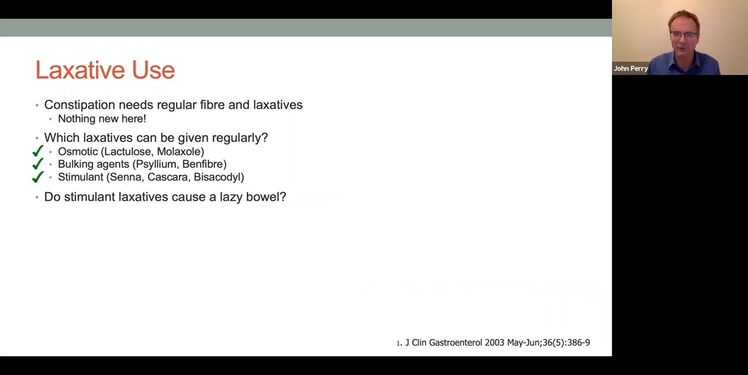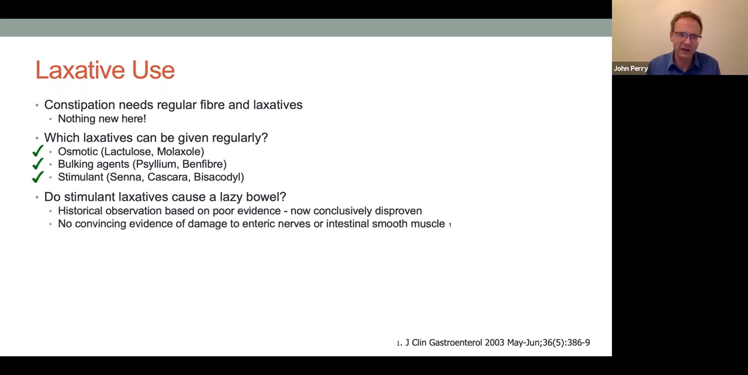There's one of the various references down the bottom there that came out around 2003 when it was all disproven. The problem is that there've been many generations of us saying that laxatives cause a lazy bowel because of some professor generations ago who decided it.